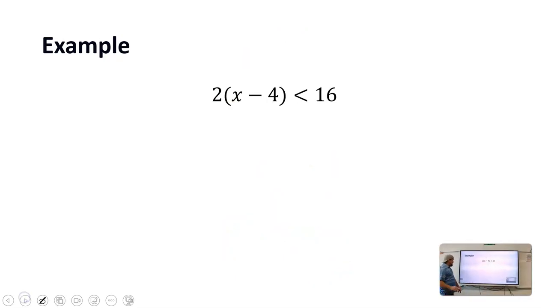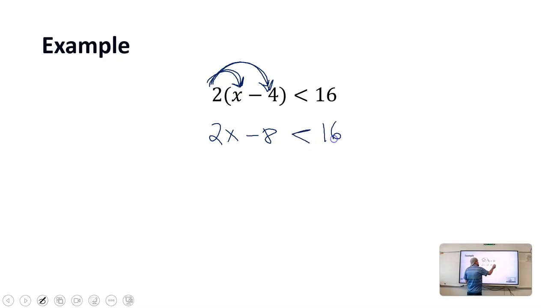Awesome. Okay. All right, now on this one, it looks like we do have to do a little bit of simplifying before we start doing any of the inverse operations, because we have a distribution. So we're going to take this 2, and we're going to distribute it into the parentheses. So 2 times x is 2x. 2 times a negative 4 or a minus 4 is a minus 8. Bring down your other side. And now I can solve it like a 2-step inequality.